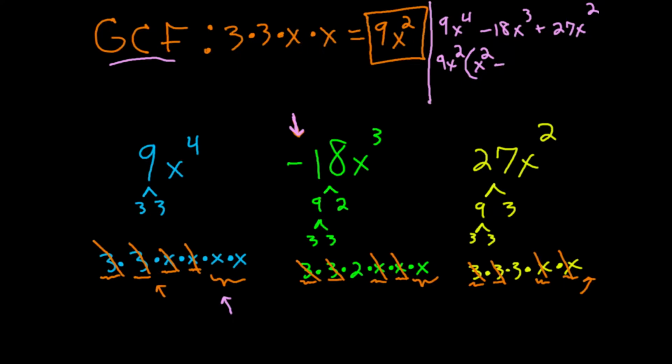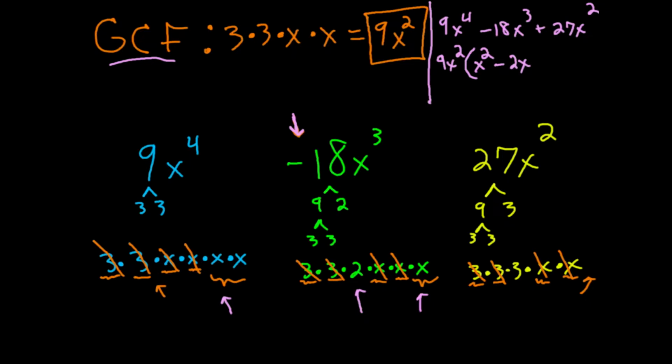And what were you left with in this second term? You were left with the 2 and an x. Whatever you have left over, you want to multiply them together and write it down. So 2 and x, when you multiply 2 times x, you get 2x.